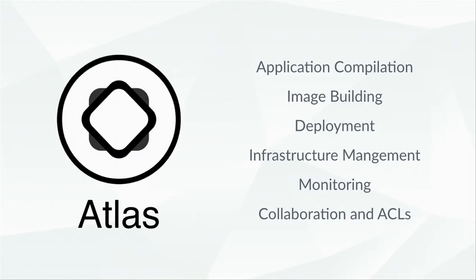And so just in review, I want to talk about Atlas. It's application compilation, image building, deployment, infrastructure management, monitoring, and enabling collaboration and ACLs. ACLs I didn't talk about too much, but all that stuff could be ACL'd by team, by org. We follow the GitHub model in terms of how you could break up your team. You have an org and you break it down into teams. Each team could access different things.